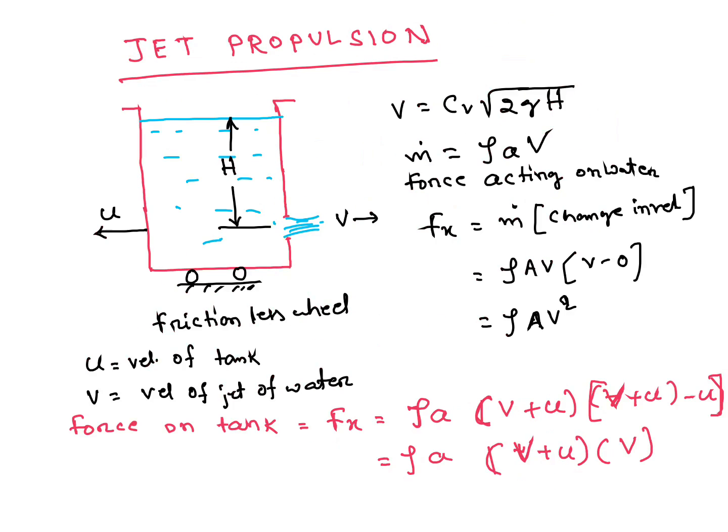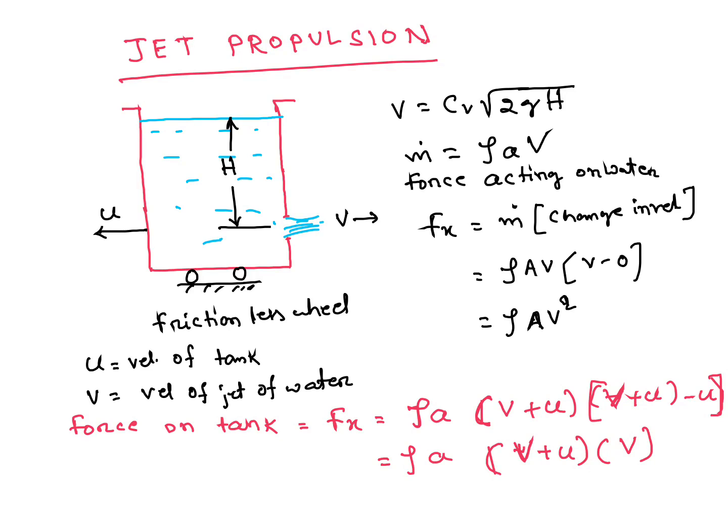For jet propulsion, they asked one question. Here V is the velocity of the jet coming out of the orifice, V equals Cv into root over 2gh, and the mass flow rate m dot is rho a v. The force acting on the water coming out through the orifice is Fx equal to m dot into change in velocity. So it's rho a v into (v minus 0), so rho a v square.